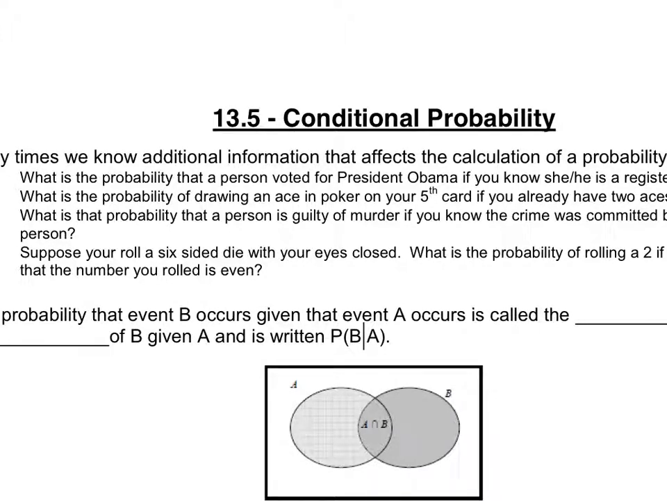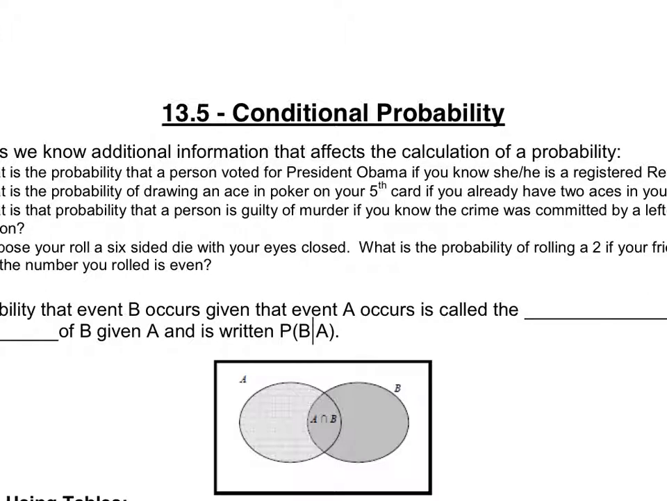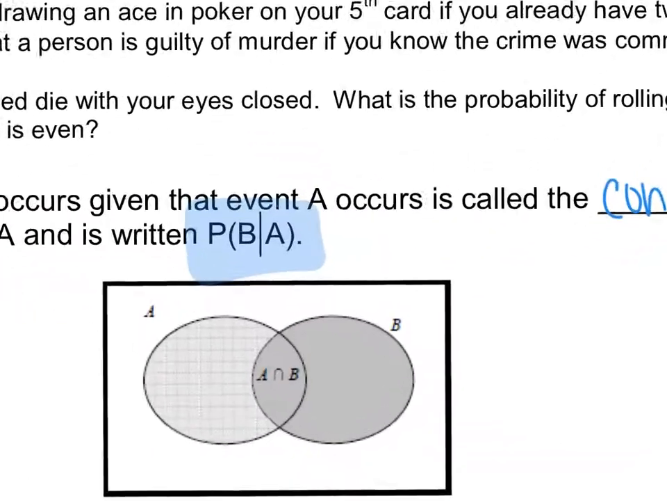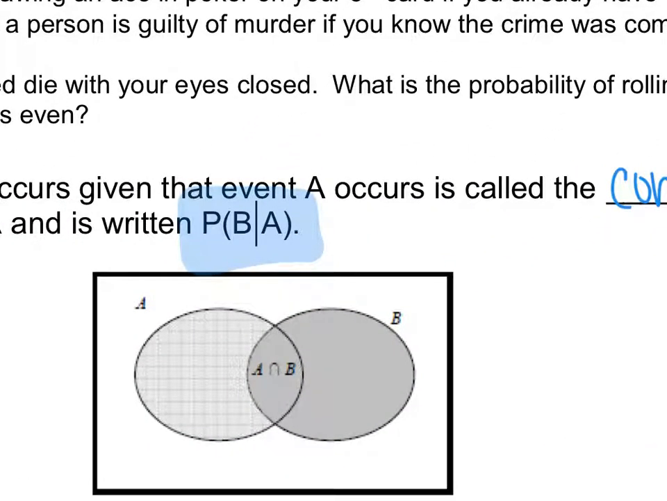So the probability that event B occurs given that A occurs is called the conditional probability of B given A. And then this would be our probability statement right here. That little bar in between B and A means conditional probability. So event A already occurred.